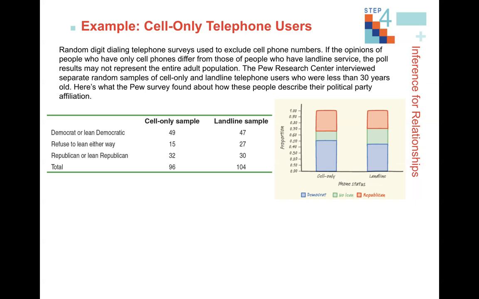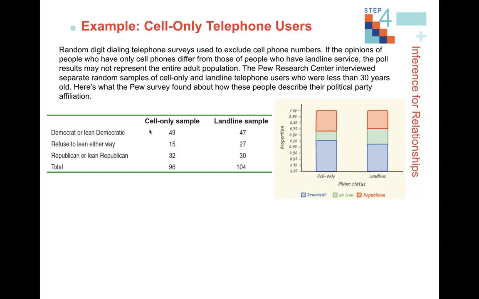So we have these two populations, right? Cell only and landline only. We have two samples, right? This is the first clue, because there are two different populations being compared and two different samples. This is your clue that this is a test of homogeneity, not a test of association, which I haven't taught you yet. With a test of association, you're not going to have two different populations. You're just going to have one population.